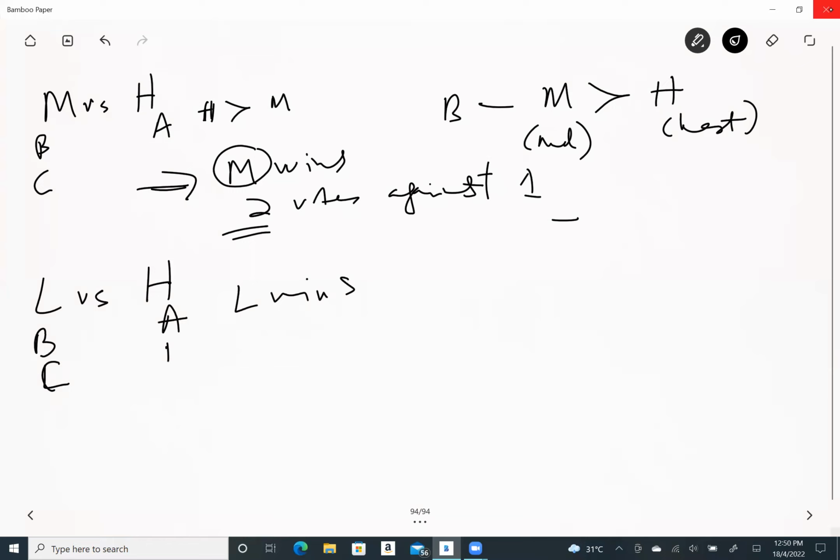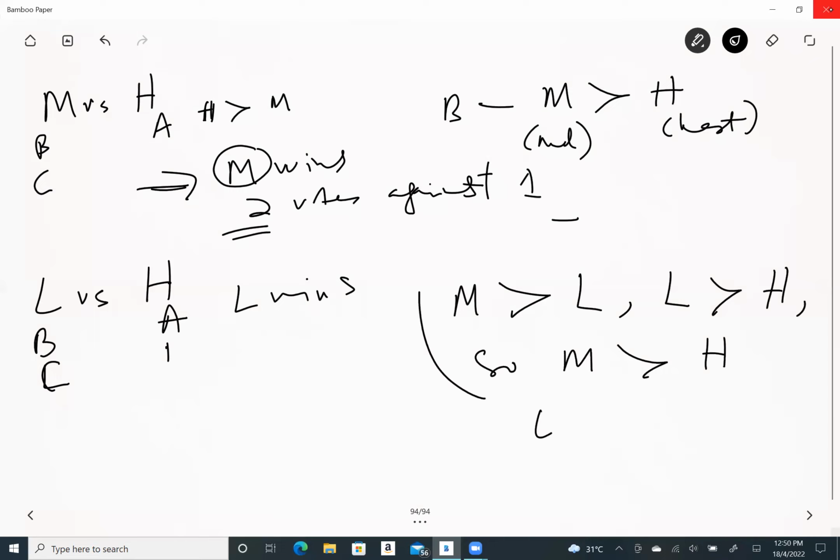So if I can reorder this, how can we reorder? M number 1. M number 1 is kind of in order in terms of consistent. That is, M is preferred to L. Then L is preferred to H. So M is preferred to H. Okay, so this is consistent.